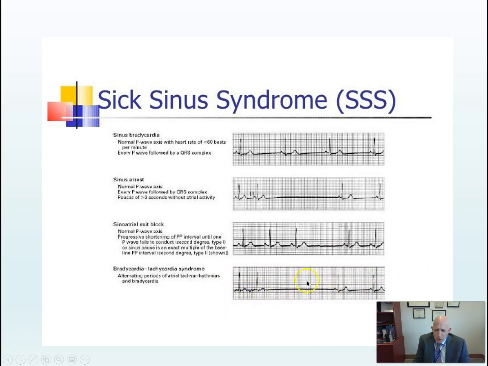And we don't really trust this rhythm, because you can see some of these are pretty long pauses. We also have sinus arrest and sinoatrial exit block.